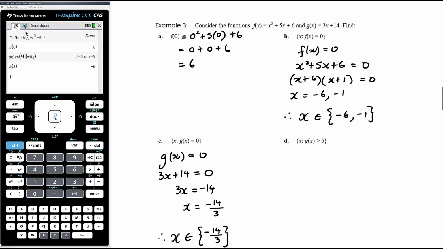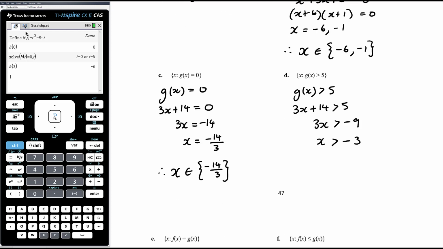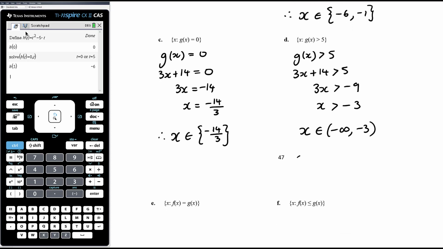D, the set of x values such that g of x is bigger than 5. So g of x bigger than 5 means that 3x plus 14 is bigger than 5, which means that 3x is bigger than negative 9, which means that x is bigger than negative 3. Again, we want a set of x values, so x is an element of, an interval is a set, so I would use an interval here, negative infinity up to negative 3. Or you could say that x is an element of the set of x values such that x is less than negative 3. Okay, however you want to do it.